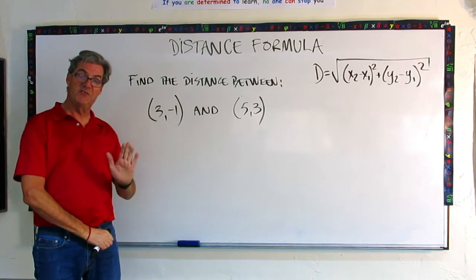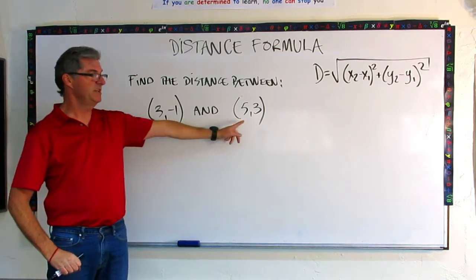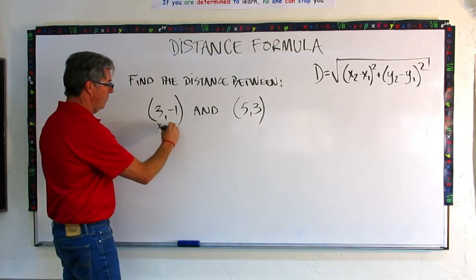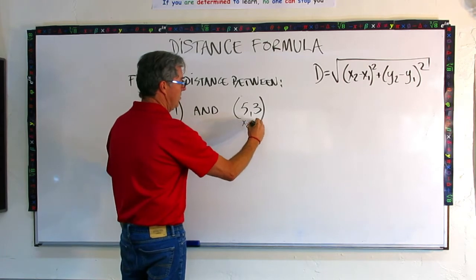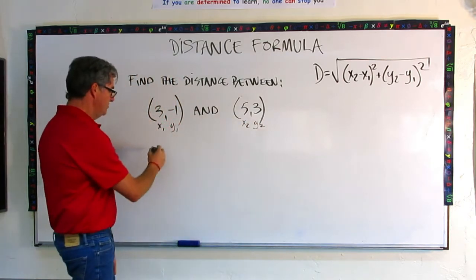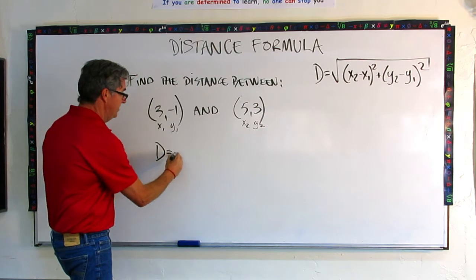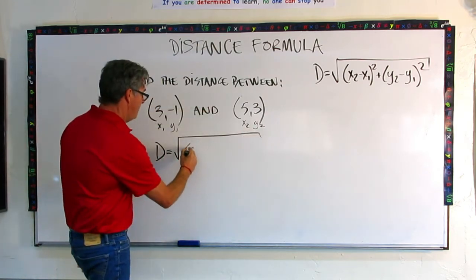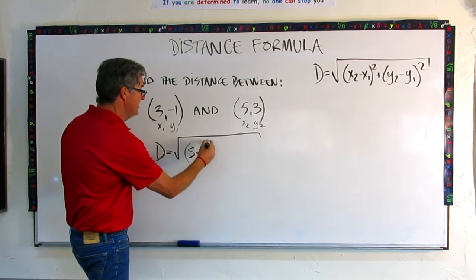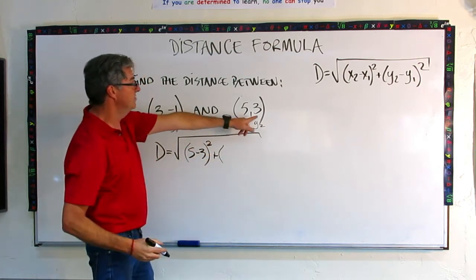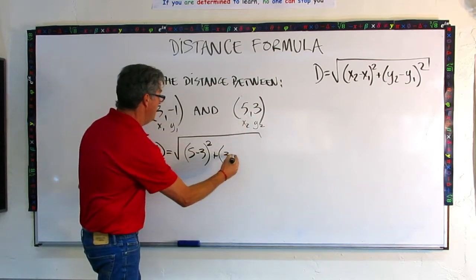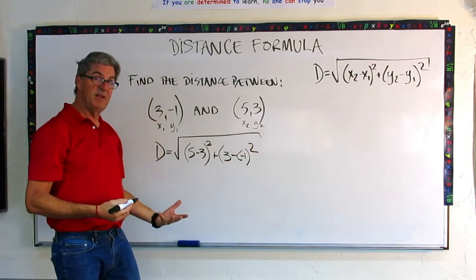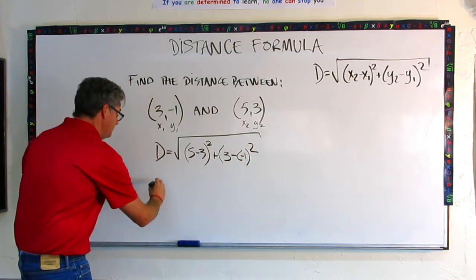If you'd like, you can pause the video right now and find the distance between these 2 points. Okay, first step. x1, y1, x2, y2. So now I know which points are which. Do my plug-in step. D equals square root of x2, 5 minus x1, which is 3, squared, plus y2, which is 3, minus negative 1 squared. Okay, so there's my plug-in step. Now let's chug our way through to the answer.